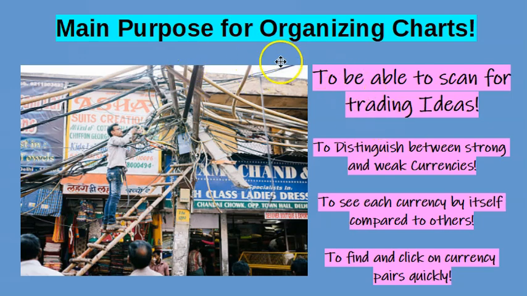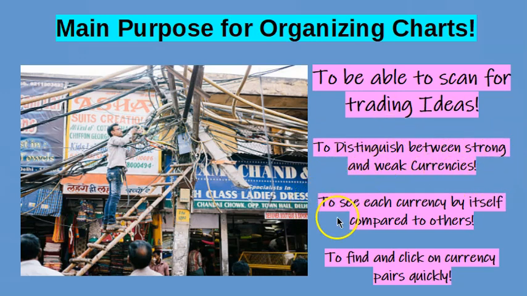Okay, so the very first thing is, why are we doing this? Take a look. To be able to scan for trading ideas. So I want to look at all the individual currencies, like the British pound, the euro, the US dollar, the Canadian dollar, New Zealand dollar, Australian dollar, Swiss franc, Japanese yen. So I want to be able to look at all of these individual currencies on my charts and get a better idea and distinguish between the strong and weak currencies. So once you organize your charts, you'll be able to do this.